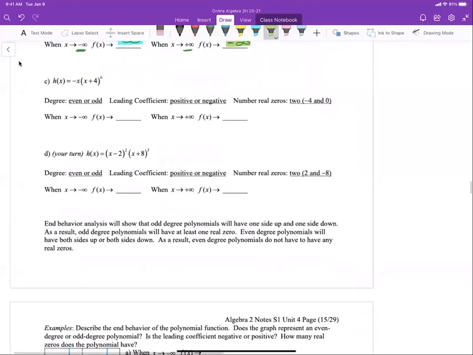I have negative x times the quantity x plus 4 to the sixth power. Is the degree odd or even? Well, this one might be a little tricky, so think about this. If I were to multiply this term out, if I were to take this x plus 4 and multiply it times itself 6 times, the maximum exponent that I would have would be x to the sixth. And then I would have this negative x out there. So my degree will be odd because my maximum value will be x to the seventh.